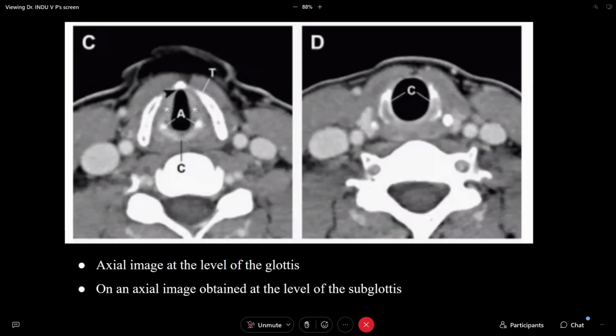So this is an axial image of the normal glottis, and the other one is the subglottis. Any submucosal tissue in the subglottic area should be considered suspicious. Also, in the anterior commissure and posterior commissure area, any submucosal tissue or submucosal thickening, we should take as suspicious.